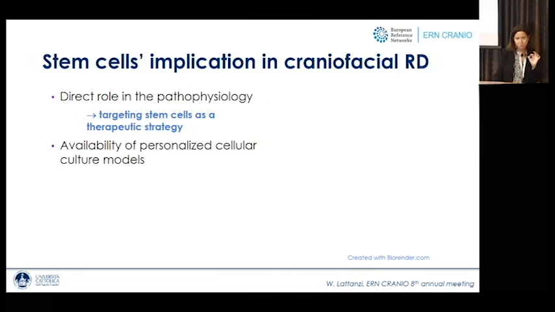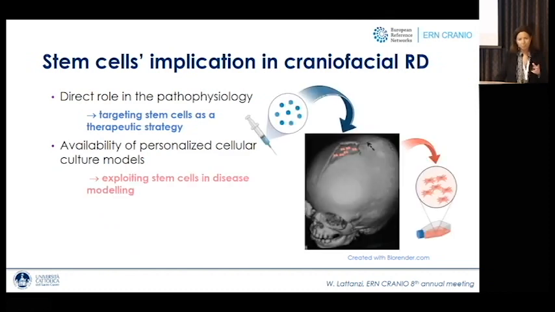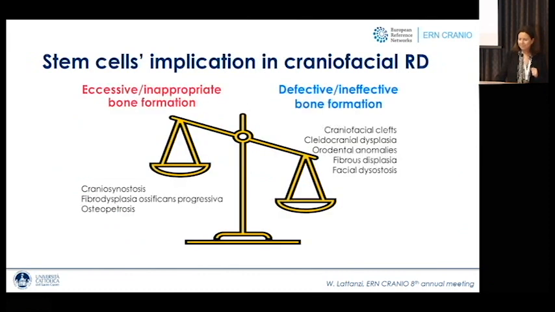So the target cells to be cured, let's say, in experimental therapies, and also because we can model and study diseases by using these stem cell models. These are just a few examples that I tried to gather from what we know on rare skeletal and, in particular, craniofacial disorders. So there are those that, in the pathophysiology, have an excessive or inappropriate bone formation, and those that instead have the contrary, defective or ineffective bone formation.